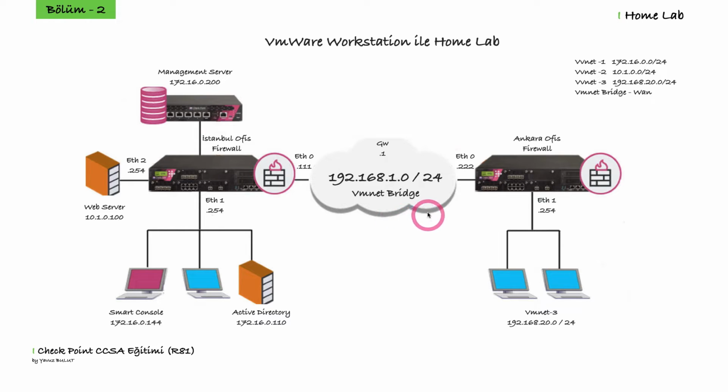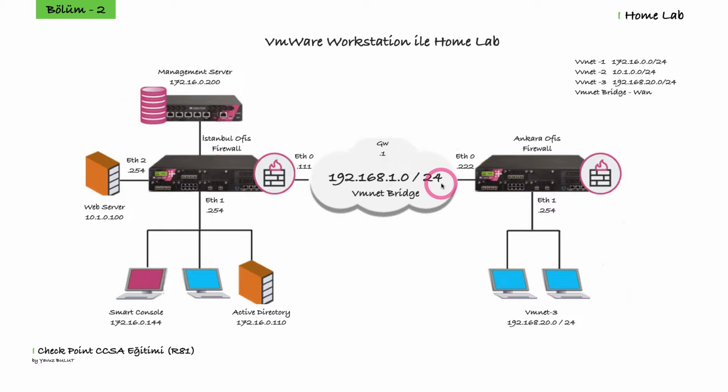In VMware Workstation, we will set the WAN side to VMnet Bridge. We will set the Ethernet 0 of the firewalls we will install to VMnet Bridge and enable them to go to the Internet. We will set up VMnet 1 for Ethernet 1 of our firewall. In VMnet 2, we will use the 10.1.0.0 subnet for our web server. If you have the capacity to install the Ankara side on your computer, you can use VMnet 3 for Ankara as well. We will use VMnet Bridge for Ethernet 0 on the WAN side.